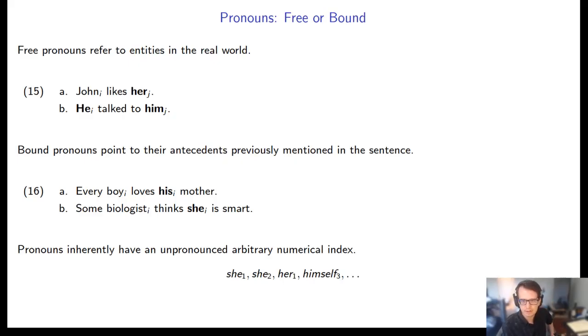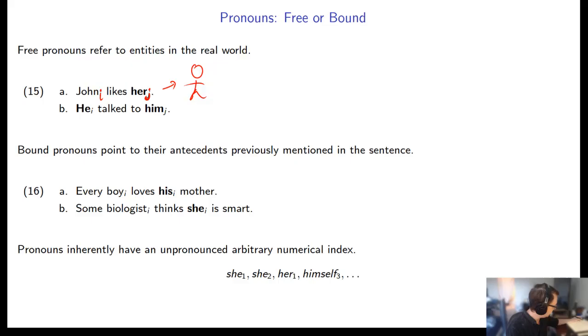So when you have something that is a free pronoun, it just refers to something in the world that's not necessarily mentioned in the sentence. We can see these with indices on our names. So for instance, John_i likes her_j. So her is someone else in the world. It's not mentioned who her is in the sentence, and her is not John. So it's free because there's no mention of her in the sentence, just someone out in the world.